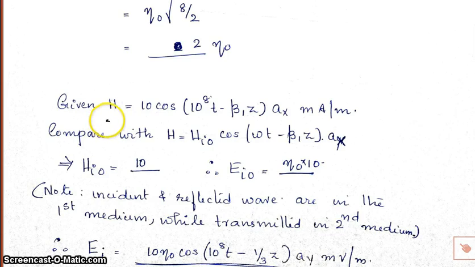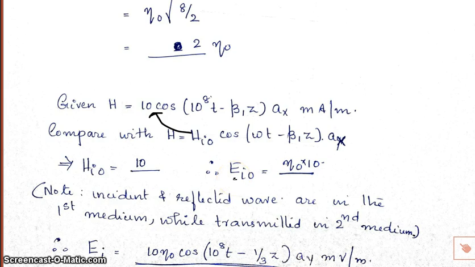Now it is given H = 10 cos(10^8 t − β1 x) milliampere per meter. You can compare it with your standard expression, H = H_i0 cos(ωt − β1 z). So what is H_i0? H_i0 is 10. So what is E_i0?